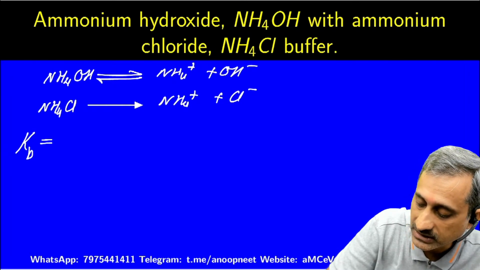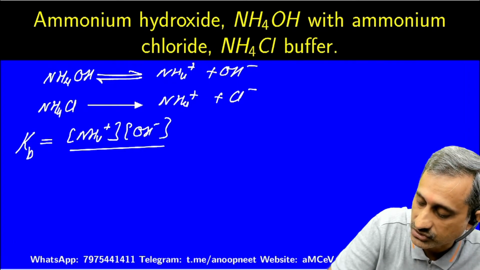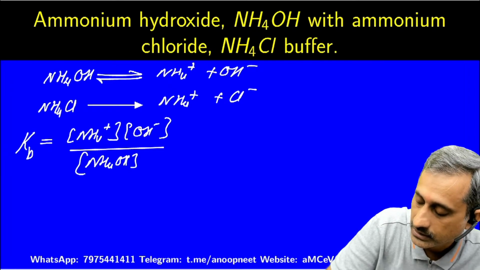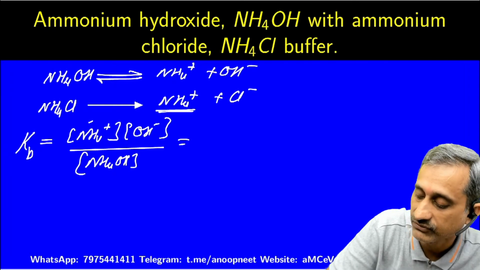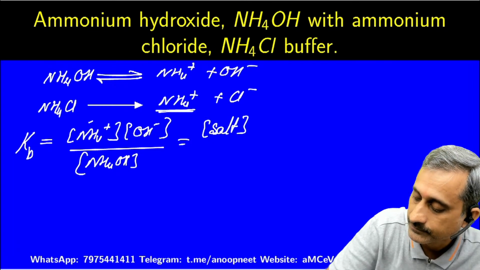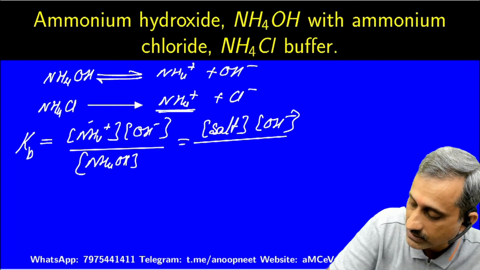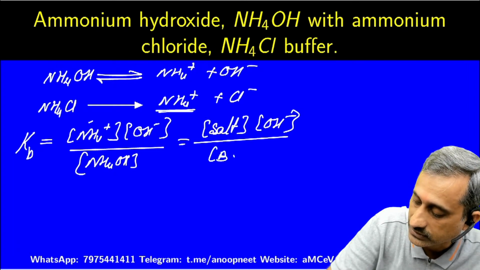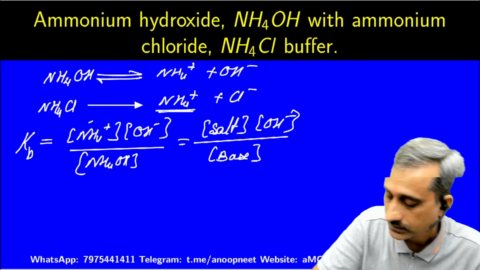Now Kb would be equal to the concentration of NH4 plus into the concentration of OH minus divided by the concentration of NH4OH. As we have done with the acidic buffer, this NH4 plus is going to be mainly coming from the salt. So here we have the concentration of the salt into the concentration of OH minus divided by the concentration of the weak base. Clear? Let's take the log.